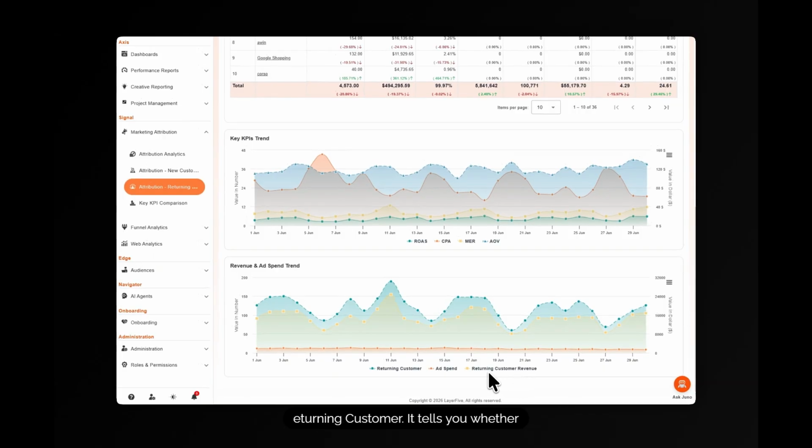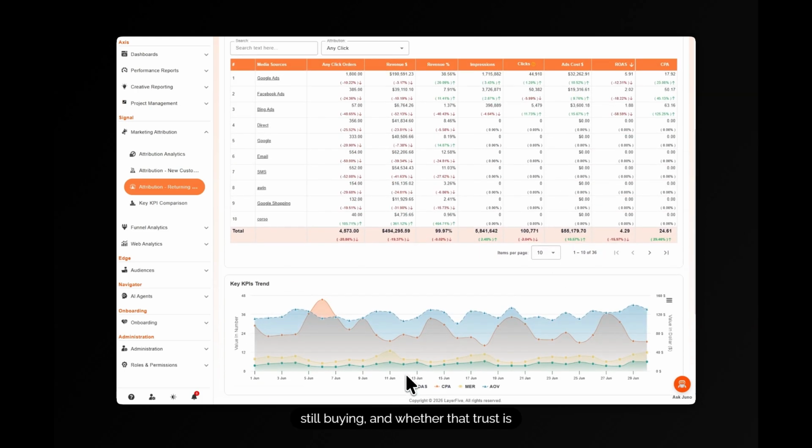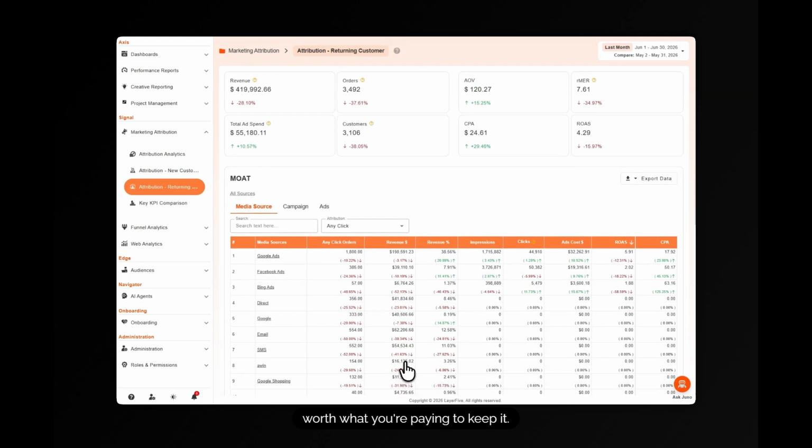That's attribution, returning customer. It tells you whether the people who already trust you are still buying, and whether that trust is worth what you're paying to keep it.